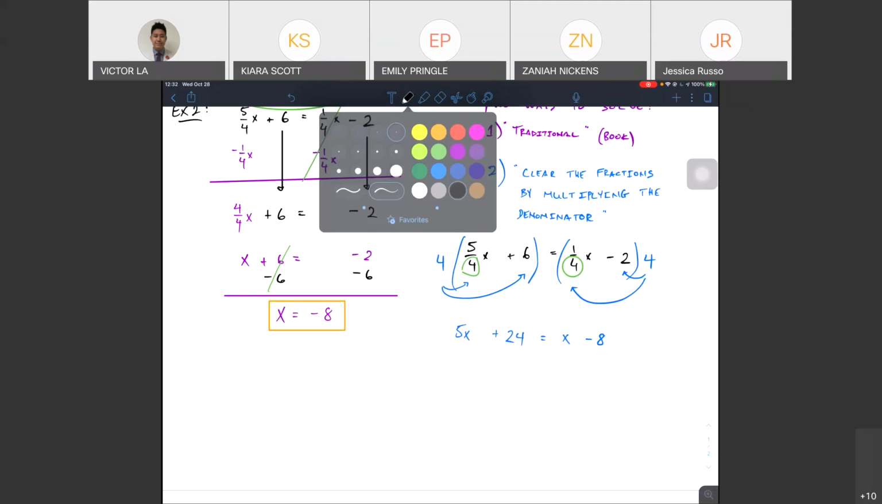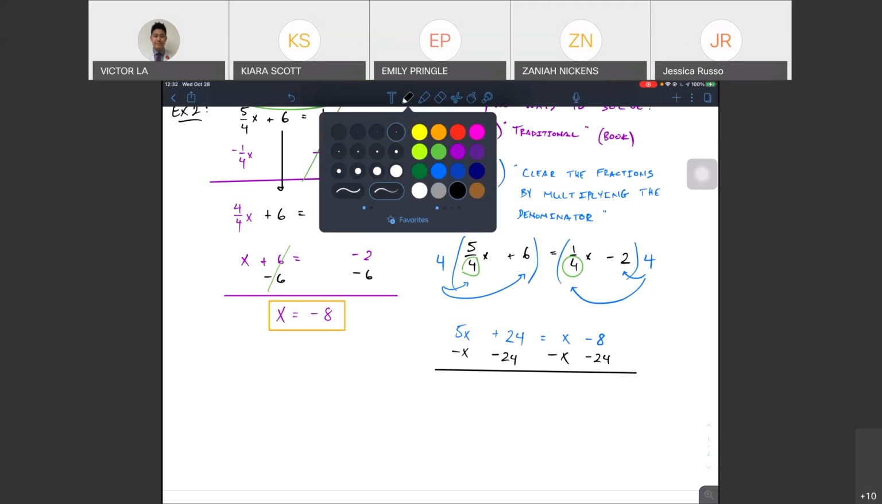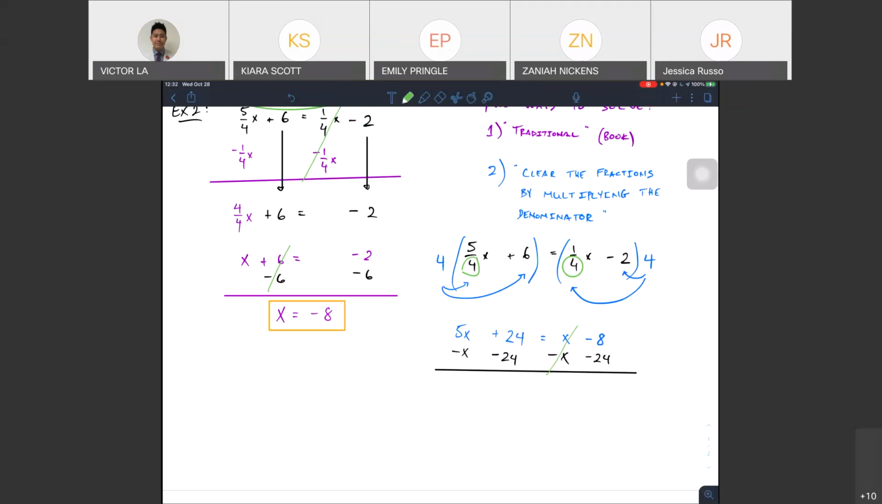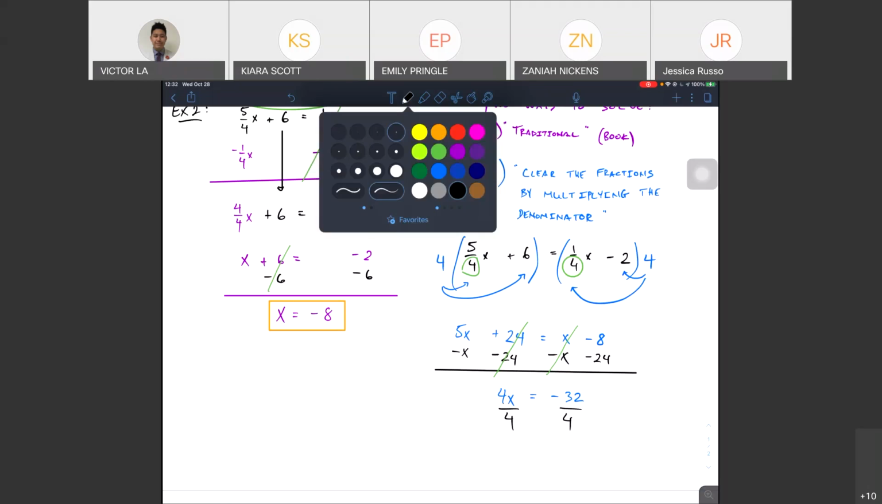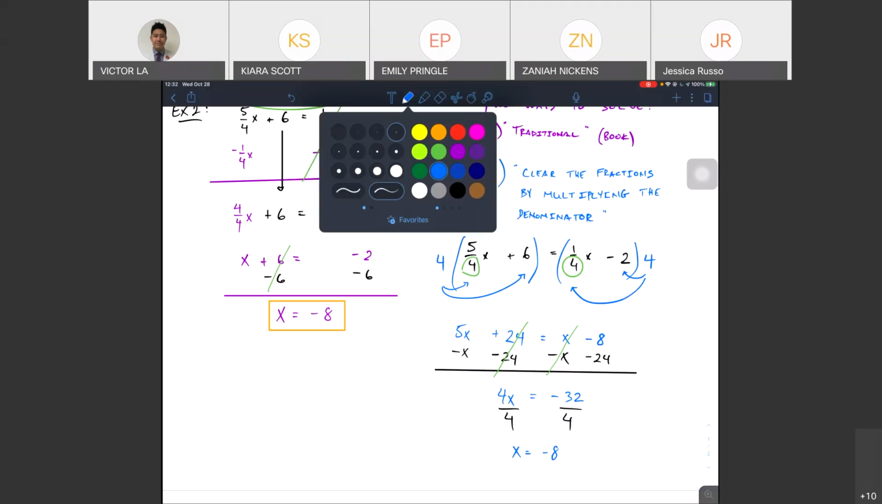So you subtract x, you subtract 24, subtract 24. So doing everything in one step, as you can see, the x is canceled, the 24 cancel. On the left side, you're left with 4x. On the right hand side, you're left with negative 32. And then as you can see, lo and behold, you divide 4 on both sides, and you also get x is equal to negative 8. Two strategies.